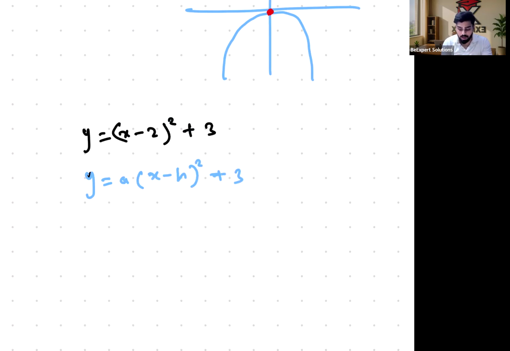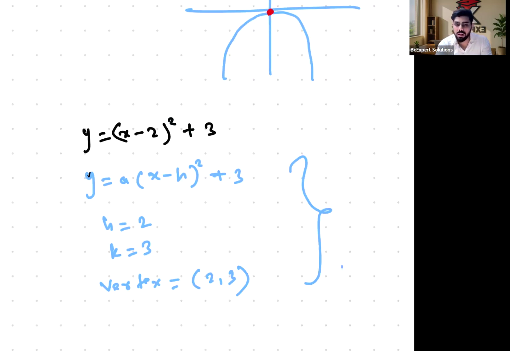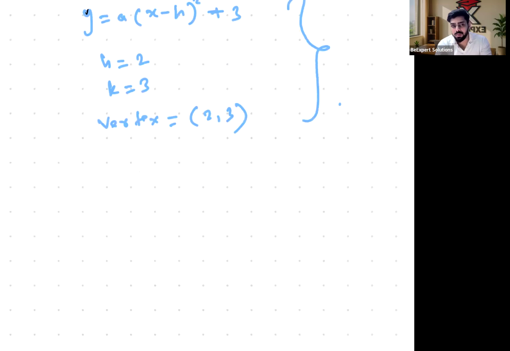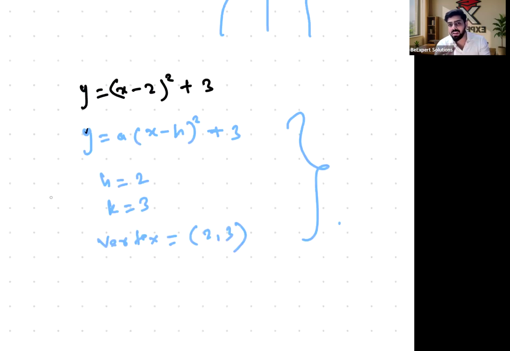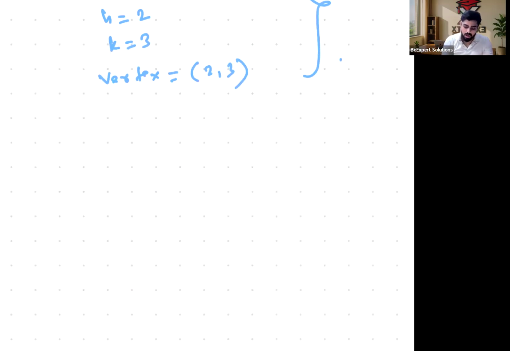Now in this, if you see, h is 2 and k is 3, then what is the vertex? Vertex you will say is nothing but (2, 3). That's how you can find out the vertex. Since A is positive, this will give you the minimum point. On the place of A there is nothing written, so there is 1, and 1 is positive, so A equals 1, which means it is positive and will give you the minimum point.